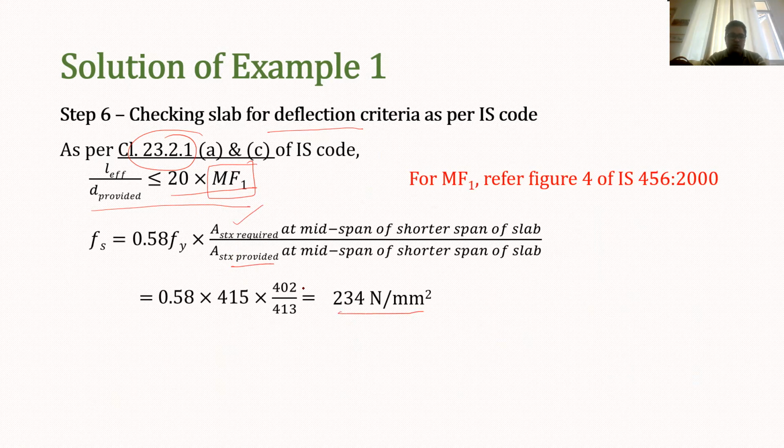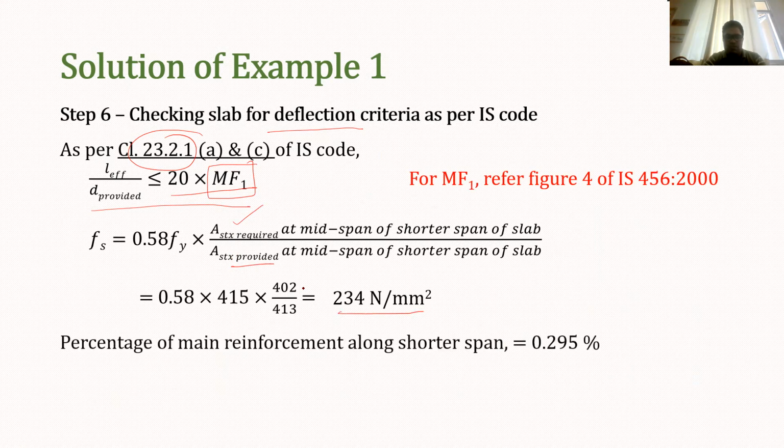So putting all the values here, we get the value of Fs as 234 Newton per mm square. Now, we also know the percentage of main reinforcement along the shorter span, which we have calculated in the previous step as 0.295. Now we have the percentage, we have the Fs value, we can easily calculate the value of MF1 using the graph of IS code. So again, moving to that page.